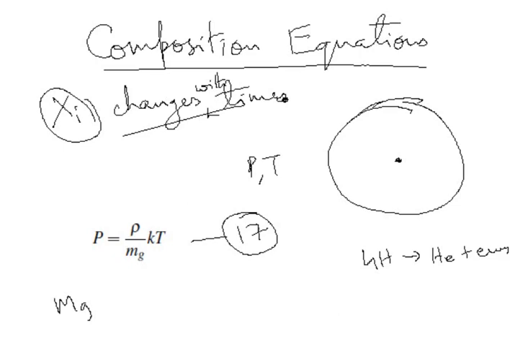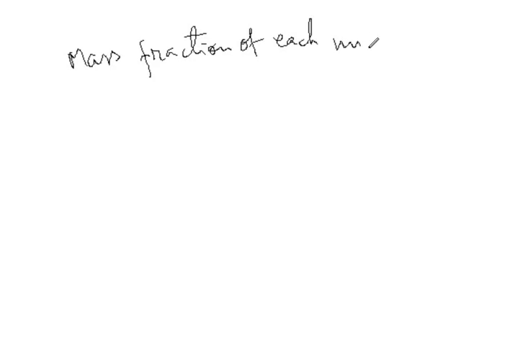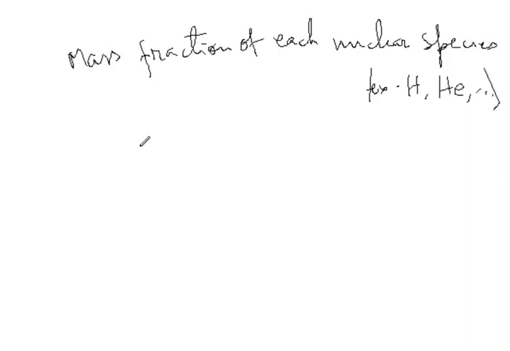Thus the evolution of the stellar composition contributes to the evolution of the structure of a star. Now as I have previously told you, we describe the composition of a star in terms of mass fraction of each nuclear species. Example, hydrogen, helium, and so on. And this mass fraction is defined like this.